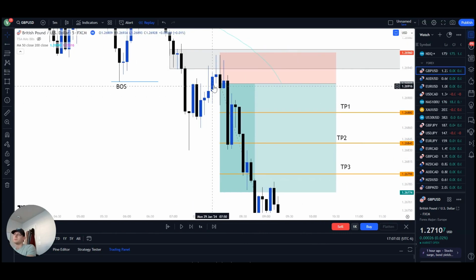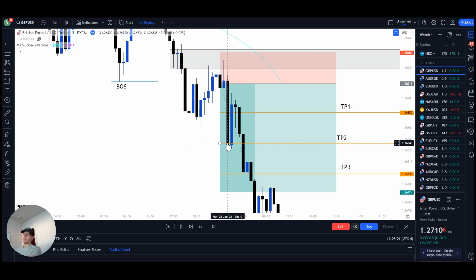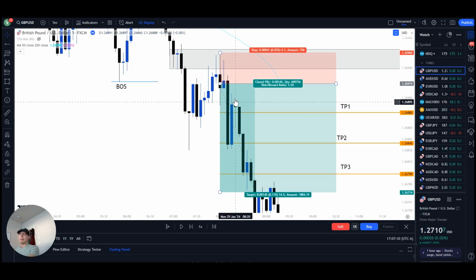But I was actually watching this huge bearish candle here, and it hit TP2, and I took out one entry. I took out my first entry immediately. Then it came back up, and then it started moving back down.